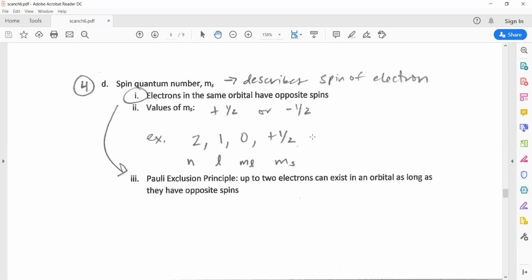There will never be another electron that is 2, 1, 0, +1/2 because it would have the same orbital and spin. Remember, if there's 2 electrons in the same orbital, so if all of these numbers are the same, then one of them is going to be +1/2 and one's going to be -1/2. It doesn't matter what it means except that it's indicating one electron is going one direction and one electron is going the other.